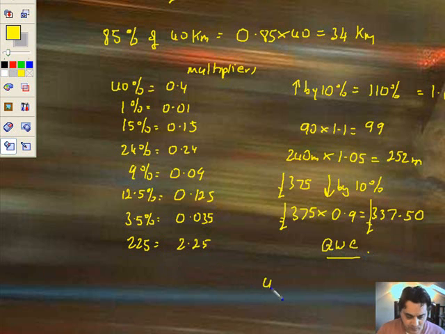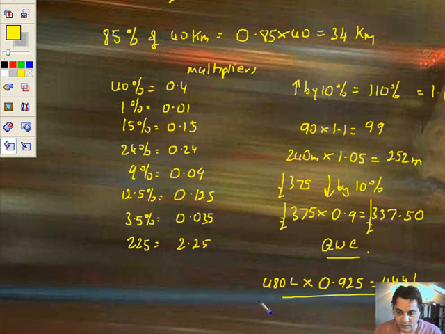We'll do one more of these decreases. I've got 480 litres of something, but I'm going to decrease that by 7.5%. Well, if I'm decreasing by 7.5%, I must have 92.5% still present. So I multiply by 0.925. Pick up the hardware and get that. So 480 times 0.925 gives me 444. So there we go, 444 litres. And that's quite nice, isn't it?